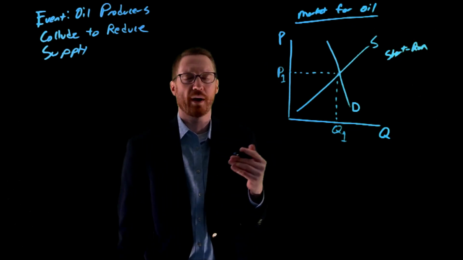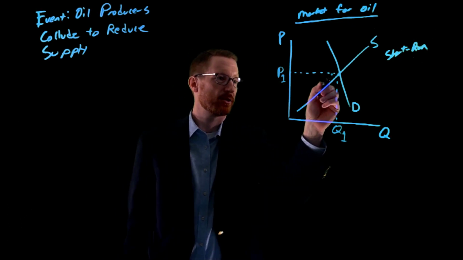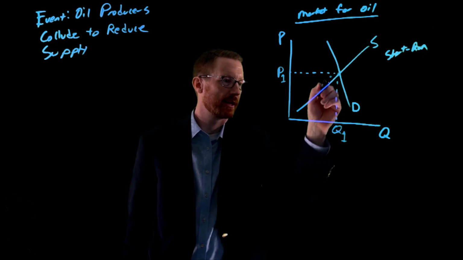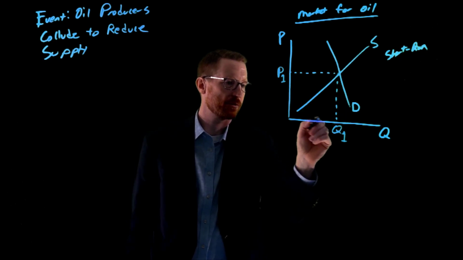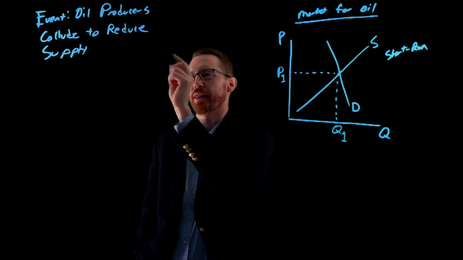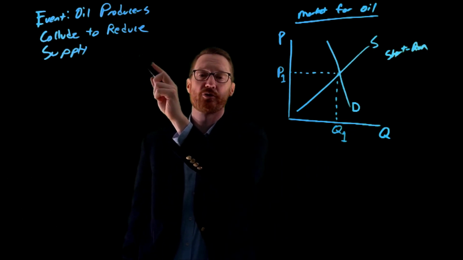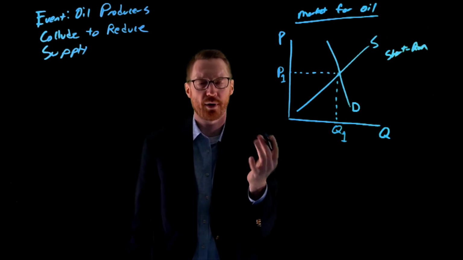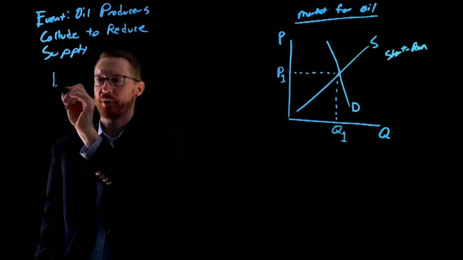So where is our revenue initially? It's this rectangle below price up to the quantity. So it's this rectangle. And then oil producers collude, trying to reduce supply. So how do we model that?